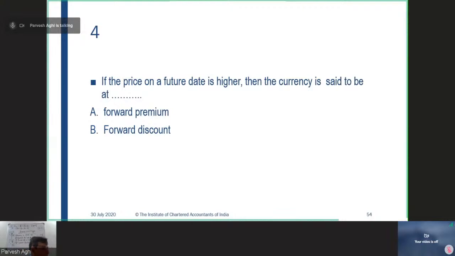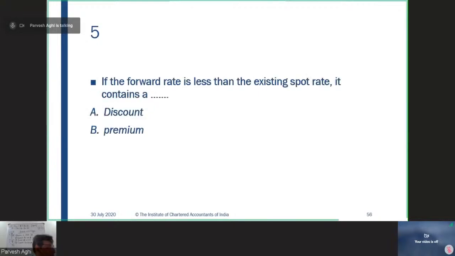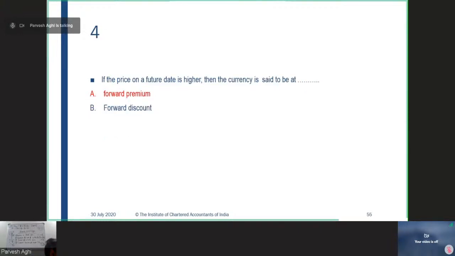So the 4th MCQ talks about if the price on a future date is higher, then the currency is said to be at a forward premium or discount. If it is higher, then we say it is at the forward premium. Okay, fine. So the answer is premium. I think most of you have replied 4th is A. Yes, absolutely. Forward premium. Wonderful. I think most of you have replied it correct.